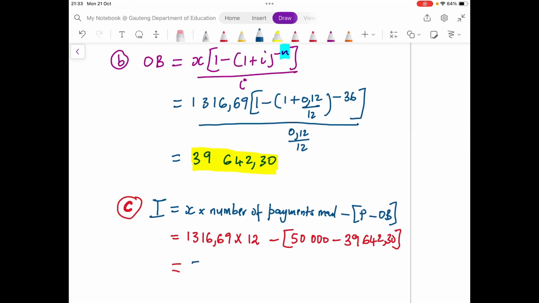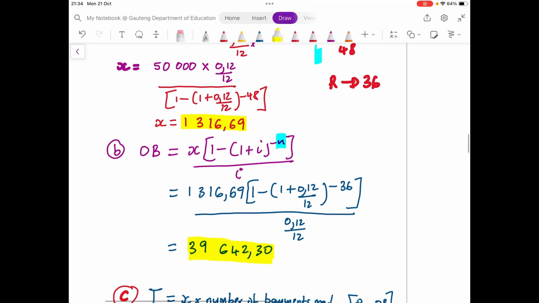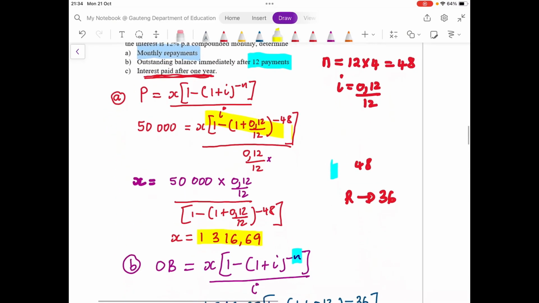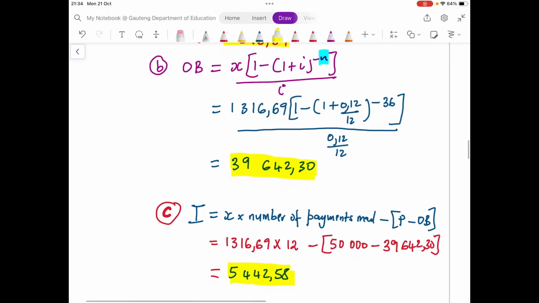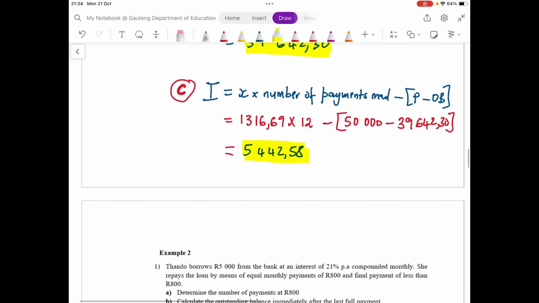And then this will give us 5,442.58. So this is the interest paid in 1 year. So in 1 year, the interest that has been paid is 5,442.58. And then we are done with example 1. Let's go straight to example number 2.